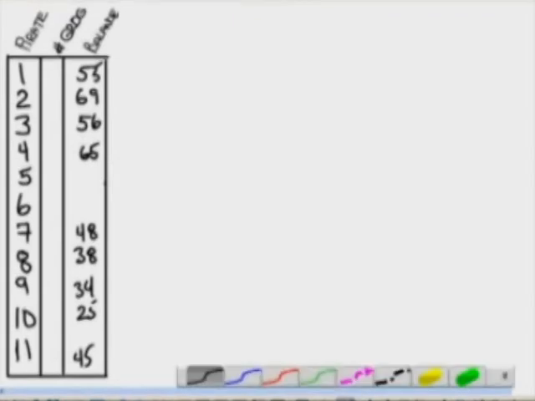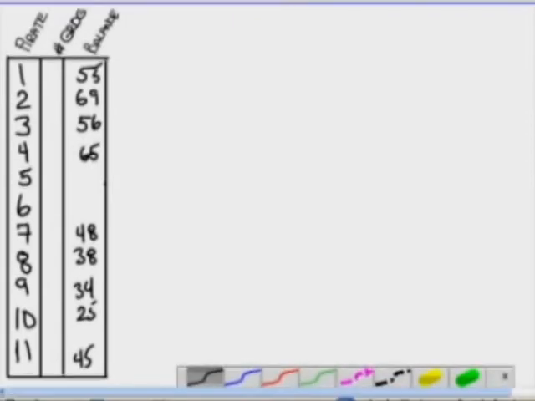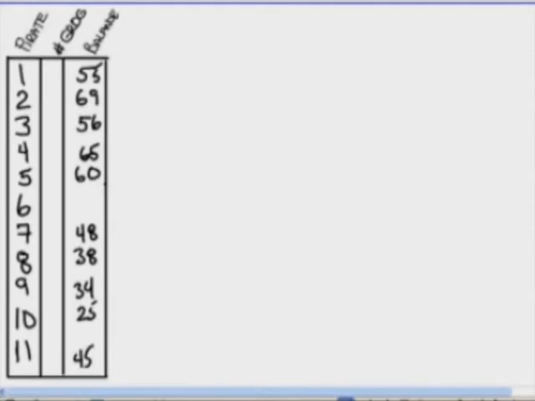I think it might be easier just to erase it. I know, but I'm figuring this thing out. All right, so 65, 60, and 45. All right, we got them. We're there.